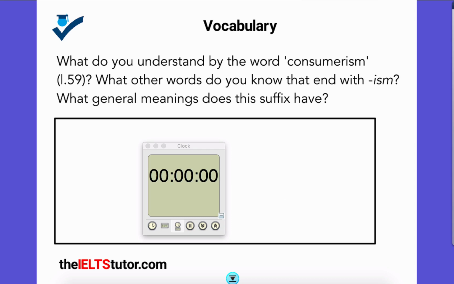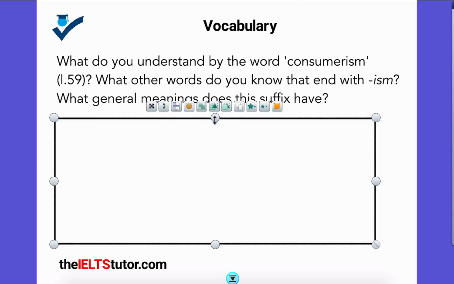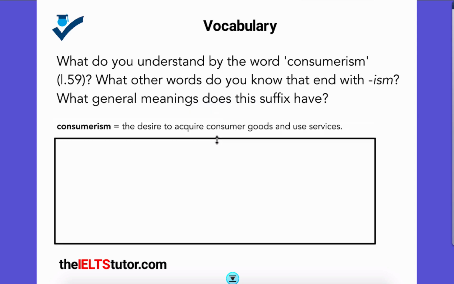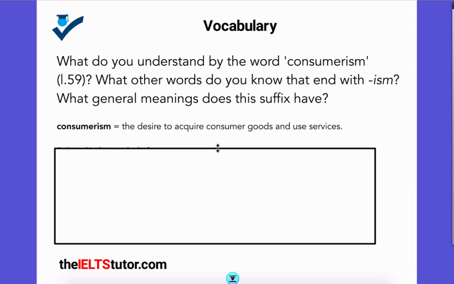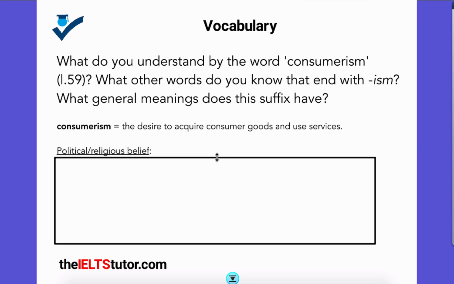Okay, so how did you do? All right. You can list out some of the words there in the comments section if you want to share it with everyone. So I've got some other words ending in ism, but they're more or less grouped by meaning. So let's compare your answers with some of the ideas I've got here. So we've talked about the meaning of the word consumerism. So that's the definition there.